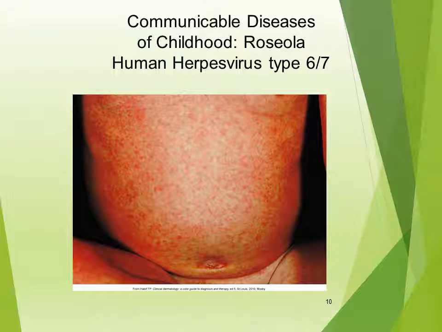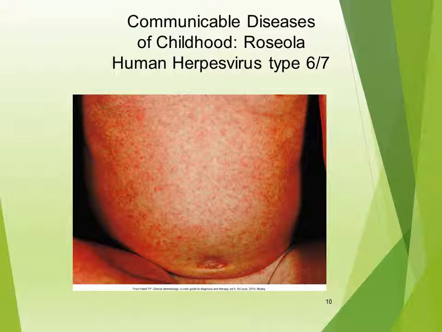Roseola is something that a lot of us have seen. It is caused by the human herpesvirus type 6 or 7. We have no idea what the incubation period is. We have no idea how long it's communicable. This particular infection occurs year-round. The symptoms are that the child presents with a persistent high fever for 3 to 4 days, and then the pink macules appear on the trunk and spread through the body, the face, and the extremities.